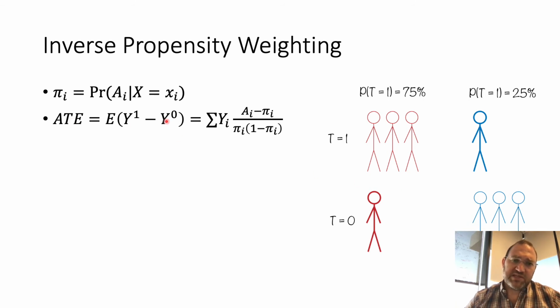And this is what this equation says: to compute the expected treatment effect, average treatment effect, we'll just sum over the outcome, and we will multiply it by a weight. Which weight? If the action was 1, we will multiply it by 1 over pi. If the action was 0, we will multiply it by 1 over 1 minus pi.